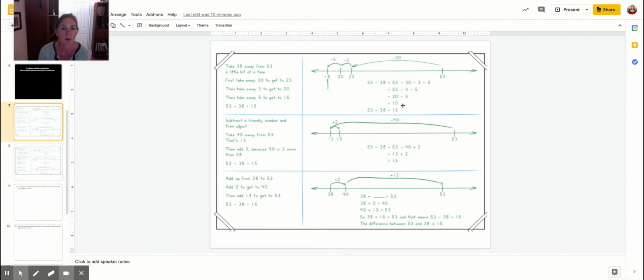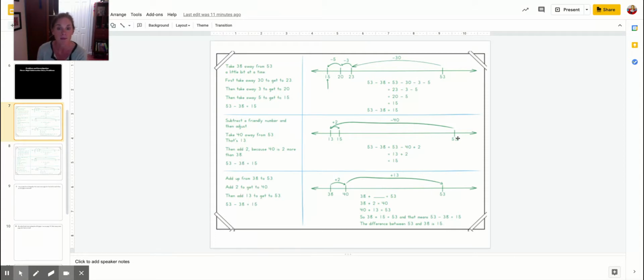So this problem is 53 minus 38. So the problem is 53 minus 38. This student started at 53 and took 30 away, and then, so that's taking away a friendly number, and then hopped back again to get to a friendly number, and then took away the rest.